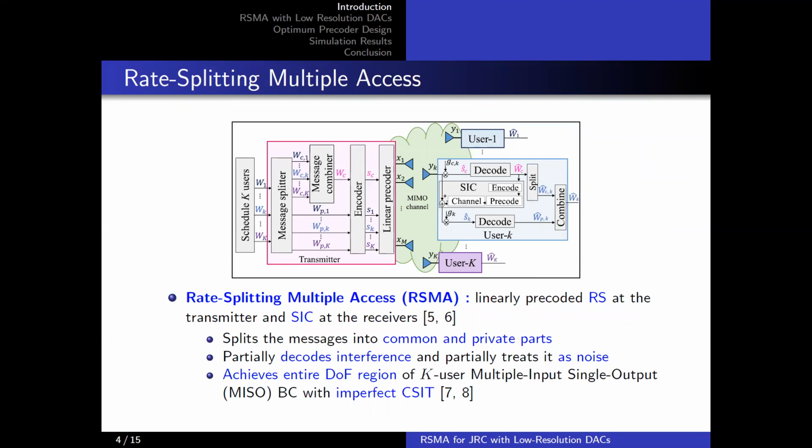A relatively recent form of multi-user MIMO is rate-splitting multiple access, RSMA, which is based on linearly precoded rate splitting at the transmitter and successive interference cancellation at the receivers. RSMA splits user messages into common and private parts at the transmitter. At the receivers, it partially decodes the interference and partially treats it as noise. It has been shown that RSMA achieves the entire DOF region of the K-user MISO broadcast channel with imperfect CSIT.